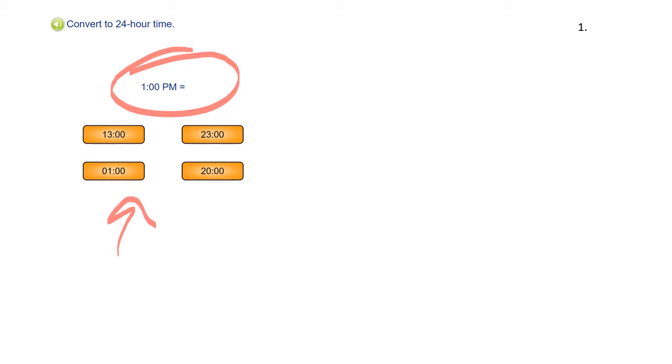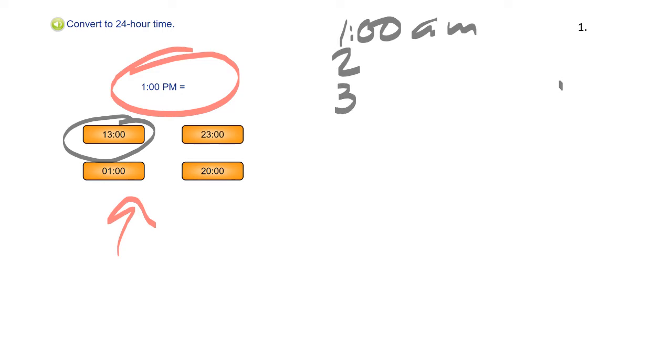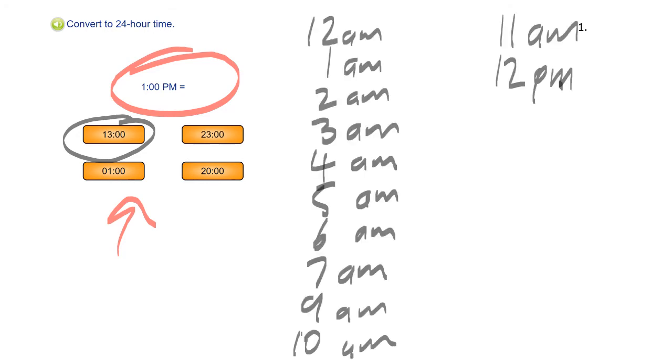Okay, I hope you've paused me and had a go. The answer is actually 13 o'clock, and the way we get to that is by recognizing that time starts down the bottom, doesn't it? It starts at 1 a.m. and then it goes to 2 a.m., then 3 a.m., 4 a.m., 5 a.m., 6 a.m., 7 a.m., all the way to 10 a.m., 11 a.m., and then it goes to 12 p.m.